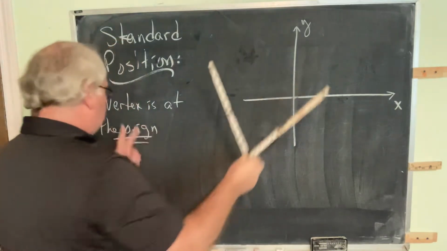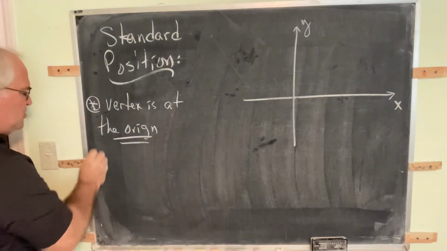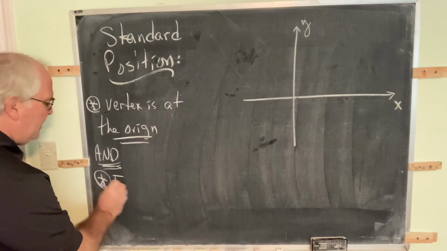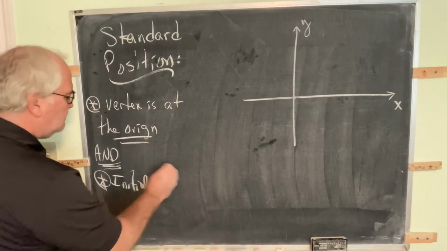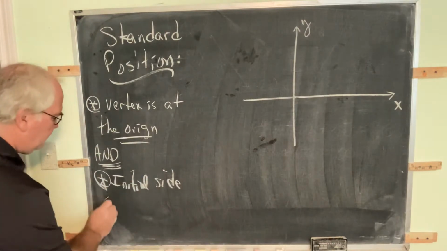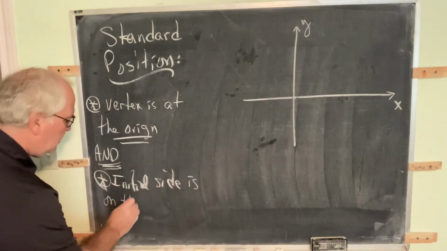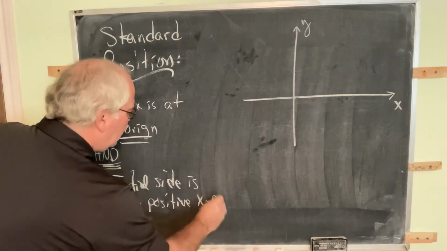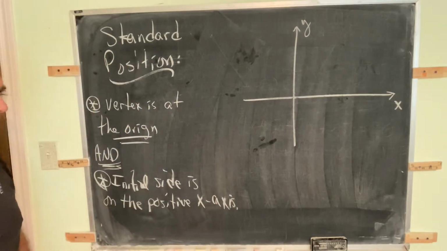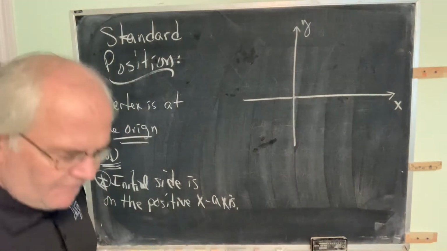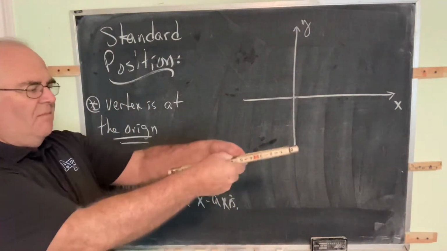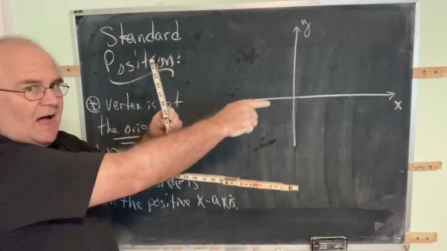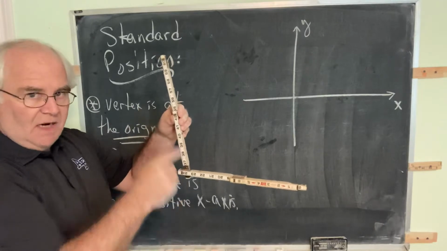But there's one other requirement. There are two things that must be true. Both of these must be true. The initial side must be on the positive x-axis. If I'm going to form an angle by rotating, this is the initial side, the one that stays fixed. That must be on the positive x-axis, and that vertex must be at the origin.